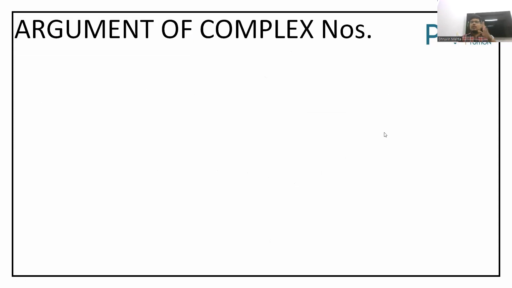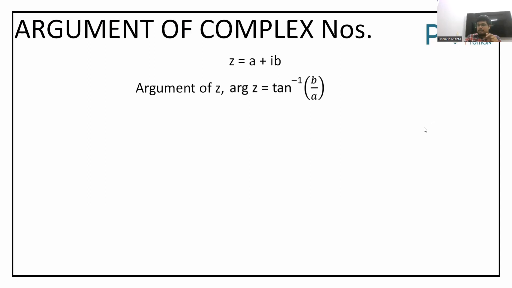So now let's take argument of complex numbers. अब समझ जाएगा argument. So if we have z is equal to a plus ib, if this is the standard form of a complex number, argument of z, Arush, is denoted by arg of z, and the formula is tan inverse of b by a. That is the formula, tan inverse of b by a. So for example, if we have a complex number 3 minus 3i, you have to tell me, Arush, what will be the argument of z?